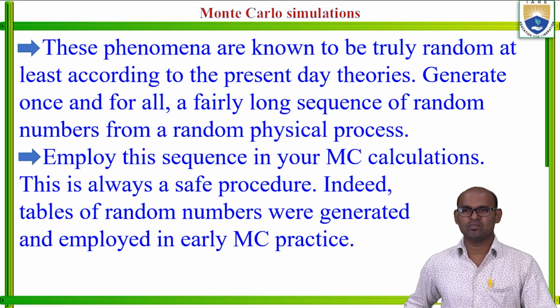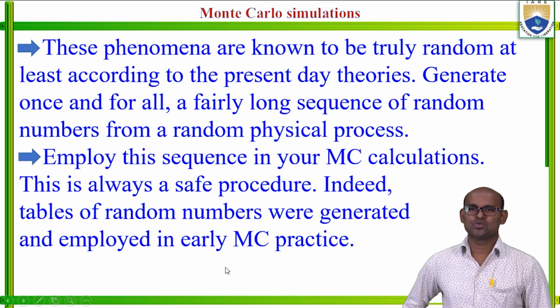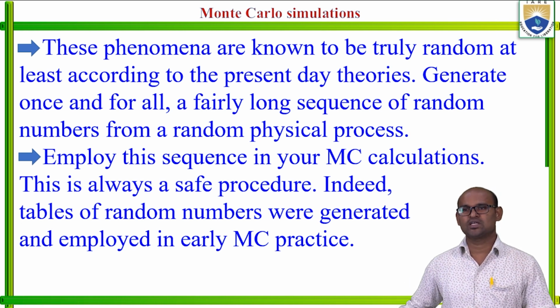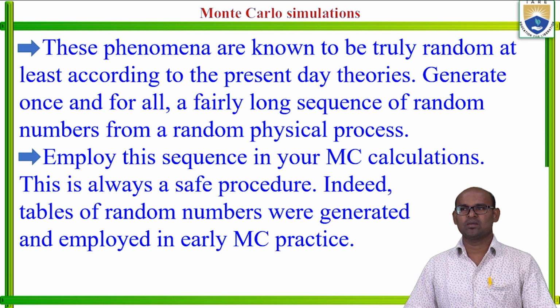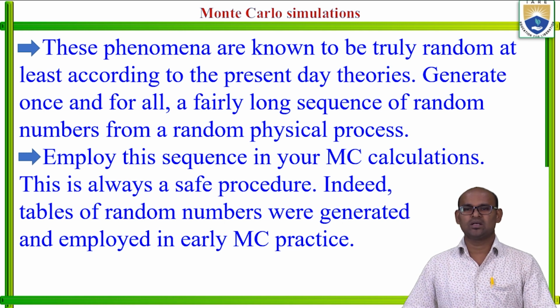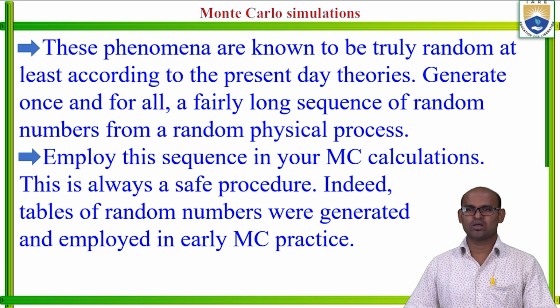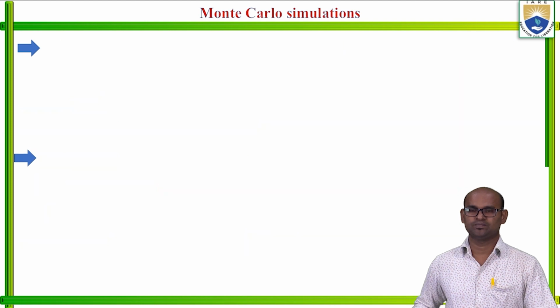Indeed, tables of random numbers were generated and employed in early Monte Carlo practice. Using this kind of random physical process, a table of random numbers was generated, and it was used in Monte Carlo simulations in the early days of Monte Carlo practice.